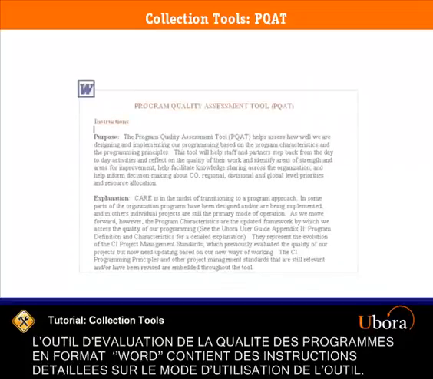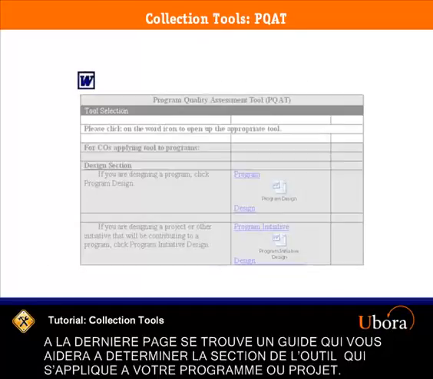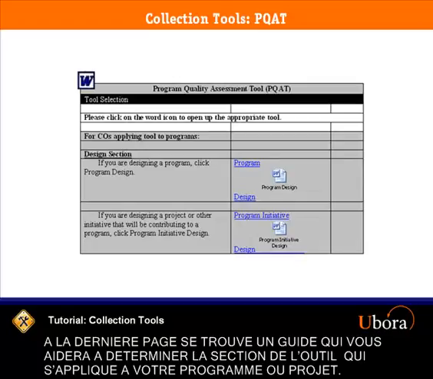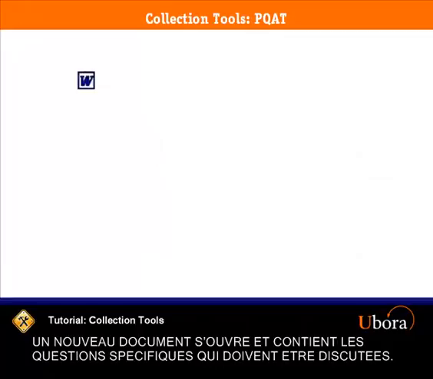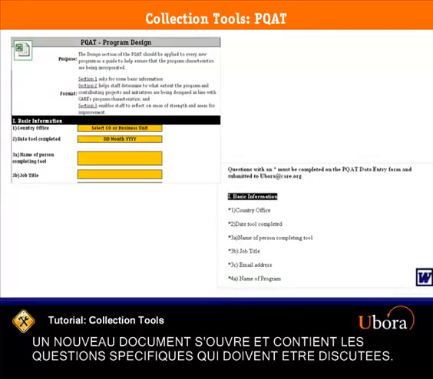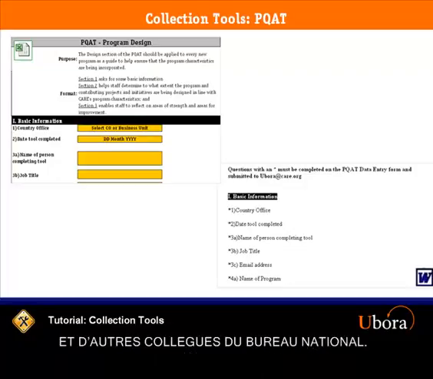The Program Quality Assessment Tool Word document includes the detailed instructions on how to apply the tool. On the last page is a guide that will help you to determine which section of the tool needs to be applied to your program or project. By clicking on the Word icon next to the part of the tool you need to apply, a new document will open that has the specific questions that should be discussed. The facilitator can input his or her notes on this page, which will help give additional insight to the ACD program quality and other CO colleagues.